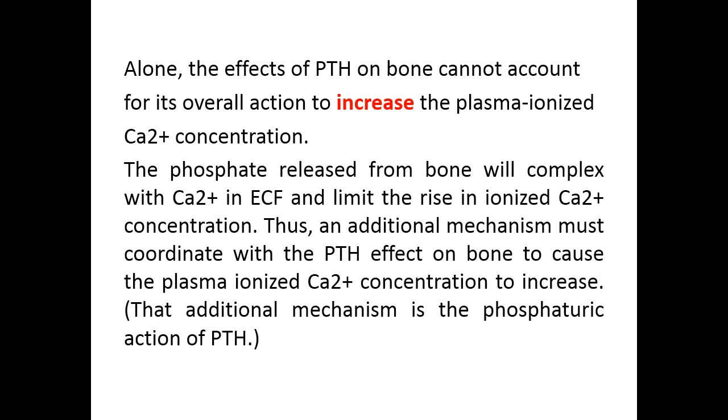Why? Because we need phosphate to be released from the bone. This phosphate will complex with the calcium in the extracellular fluid, and it will limit the increase in ionized calcium concentration, the free form of calcium. It will limit the rise in ionized calcium concentration. Thus, an additional mechanism must coordinate with parathyroid hormone effect on the bone to cause plasma ionized calcium concentration to increase.